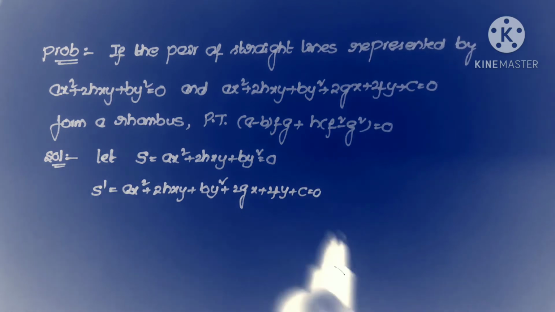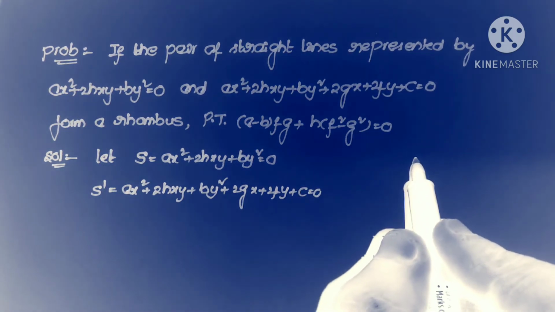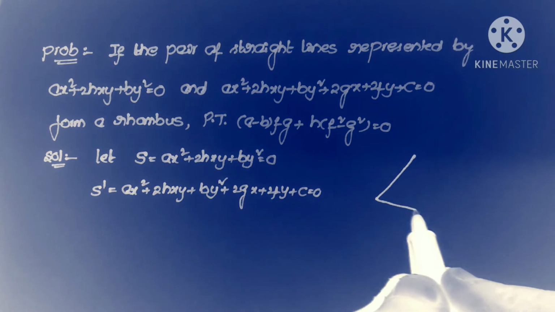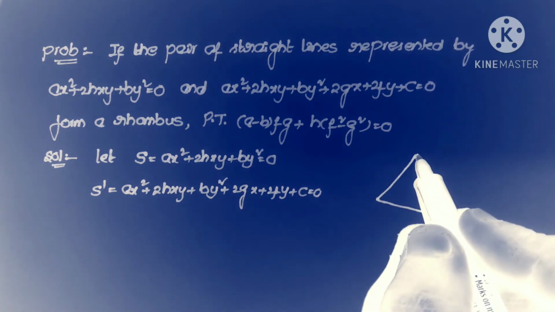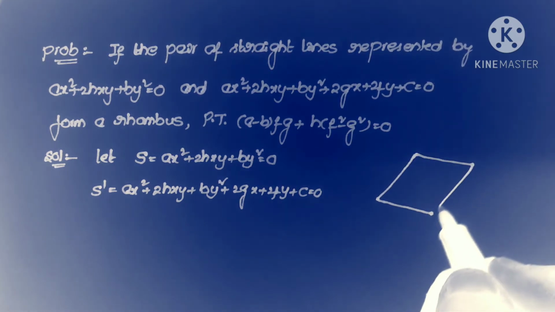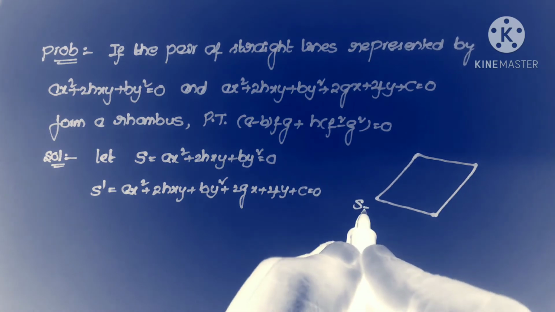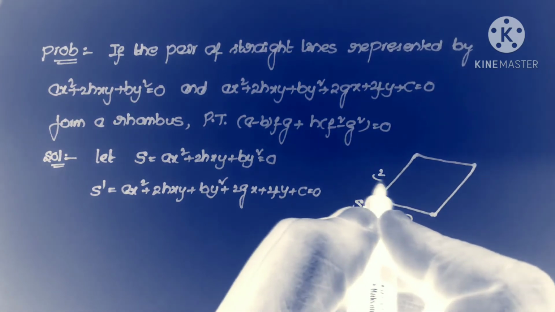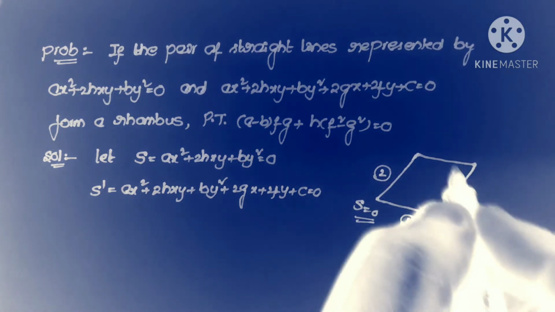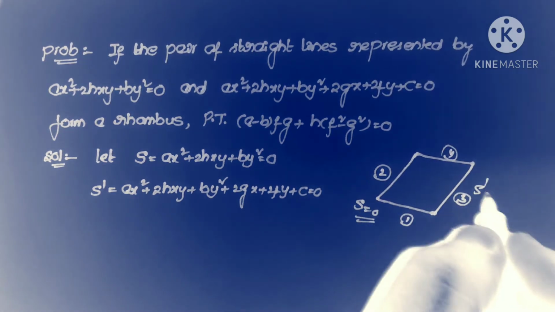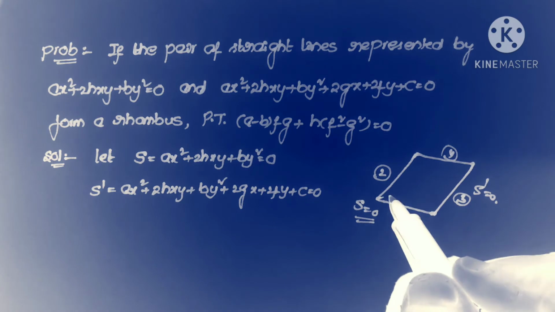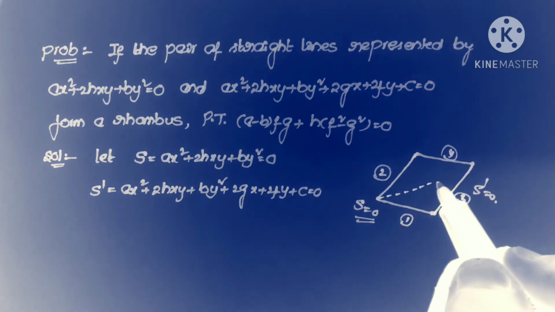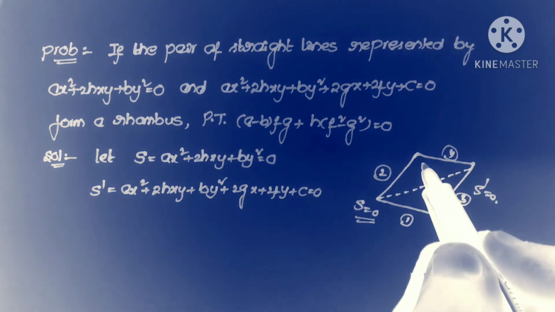The two pairs of straight lines form a rhombus. For example, these are the lines represented by the first equation, 1 and 2, and these are the lines represented by the second equation, S' = 0. Now what is the condition in a rhombus? The diagonals are perpendicular to each other.